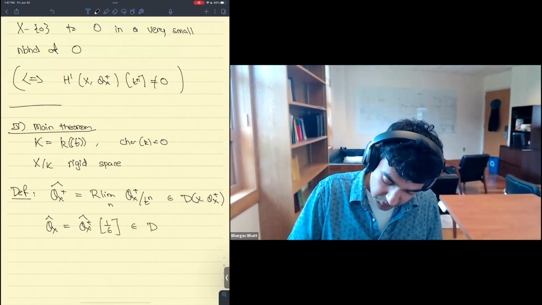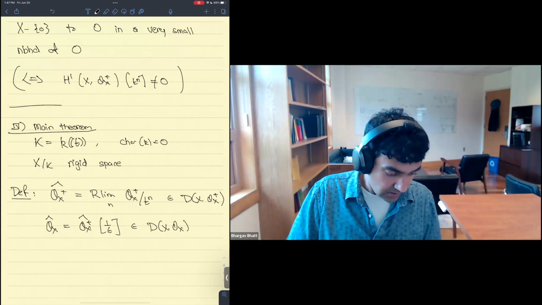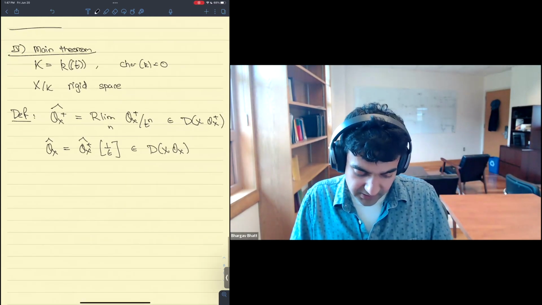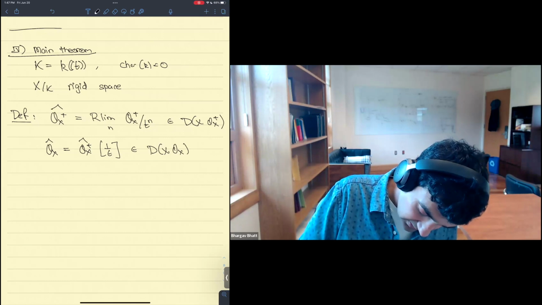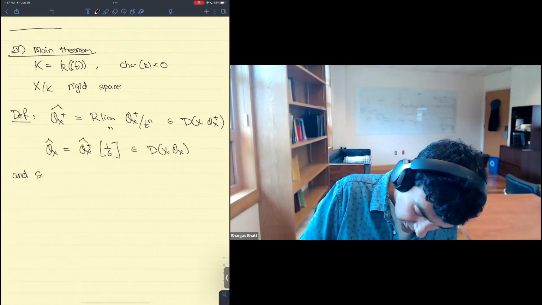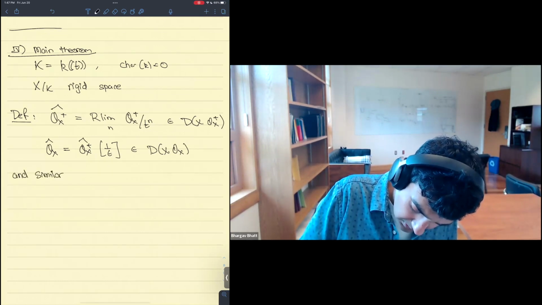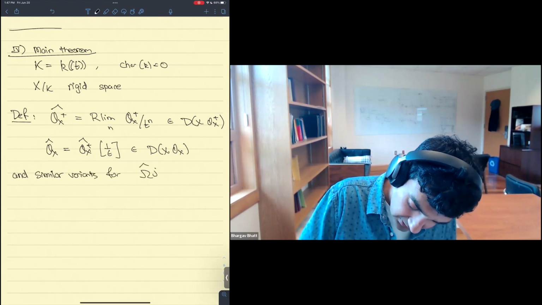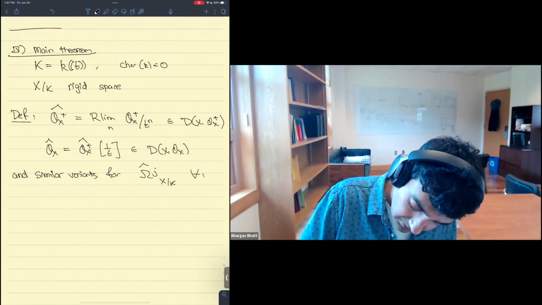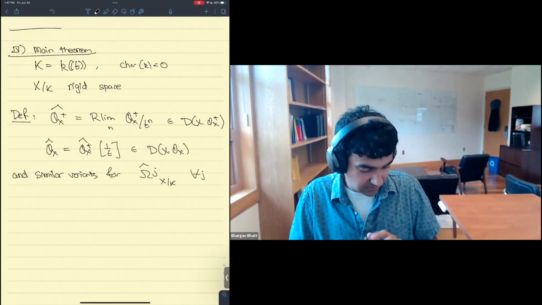So this is a complex of OX modules. And there are similar variants for sheaves of differential forms, which maybe I don't spell out, but I'll just say: similar variants for omega j at x over k for all j, and the plus version, but okay.